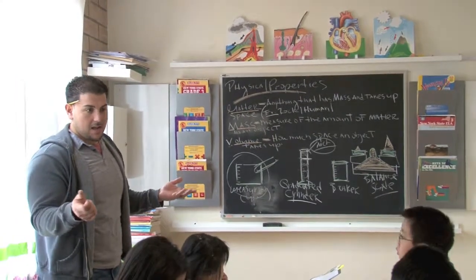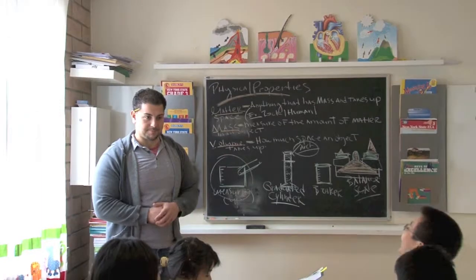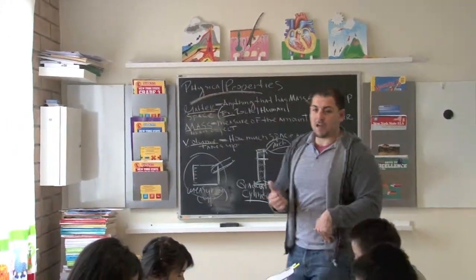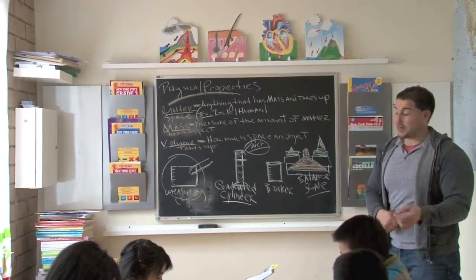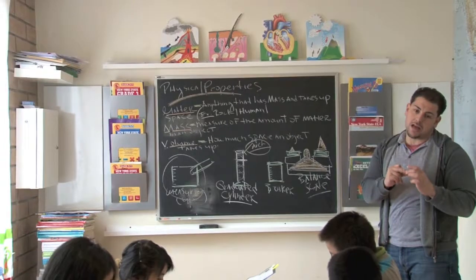Let's say you're baking a cake, and it says you need to have 1 pound of sugar, and you put 5. What's going to happen to the cake? Cake is not going to taste good, right? So the reason we have measuring cups, beakers, graduated cylinders, balance scales, is because everything has a certain amount of matter that needs to be added, okay?